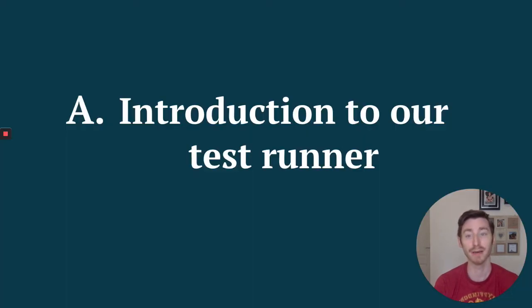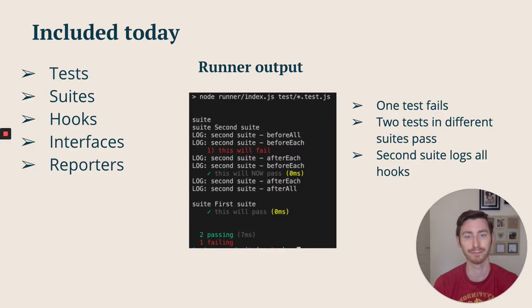So part A, introduction to our test runner. Given that test runners can include a huge variation of functionality, not all of which is necessary for the basic job of the test runner, today we're going to be building our own test runner, which includes tests, suites, hooks, interfaces, and reporters. This means we'll be ignoring any other features, for example, option validation, timeout management, slow test flagging, pending states, all those kind of extra features.